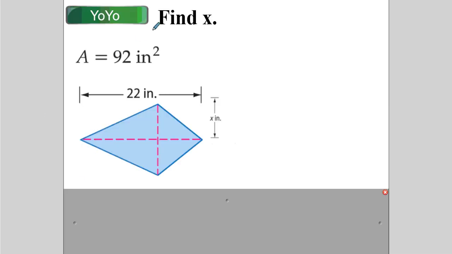Last one. Here, I give you one of the diagonals, and I'm asking you what is x's length going to be if the total area of the kite is 92 inches squared. Pause the video now and unpause it once you've had a chance to try.